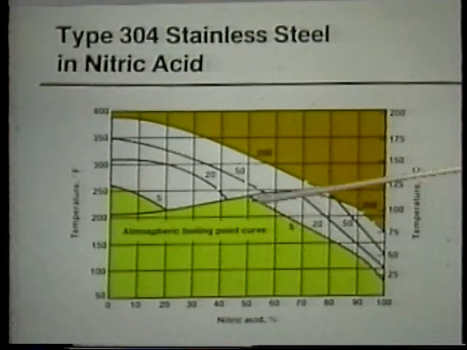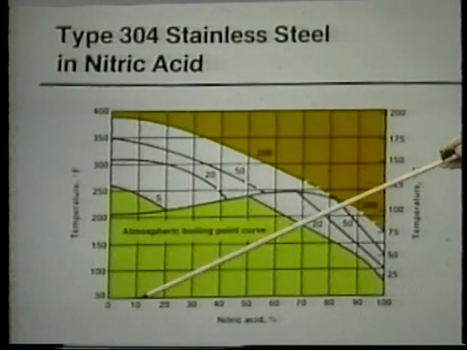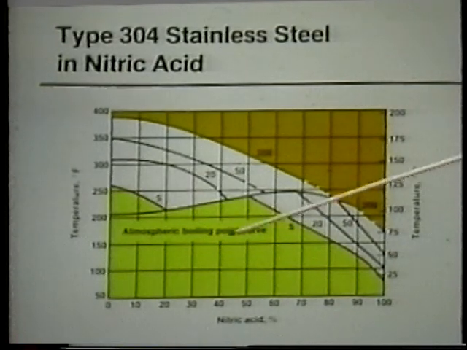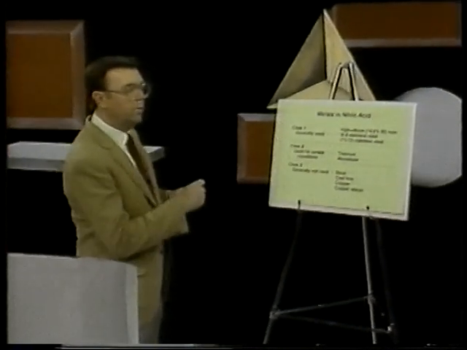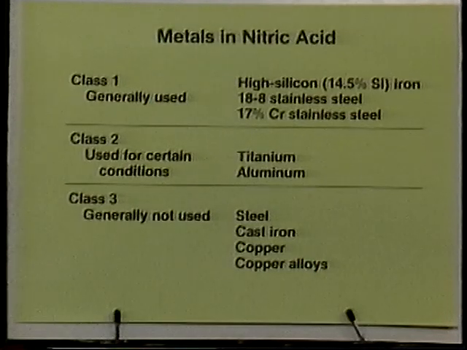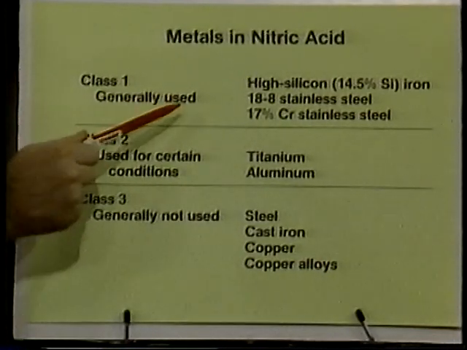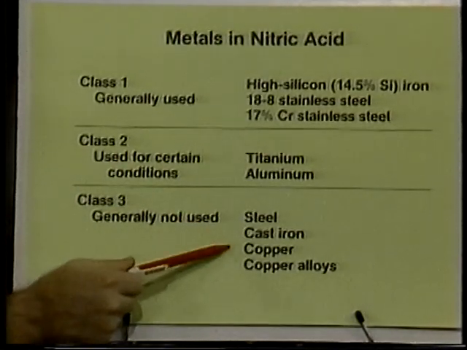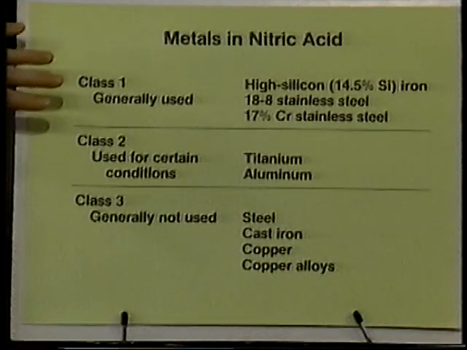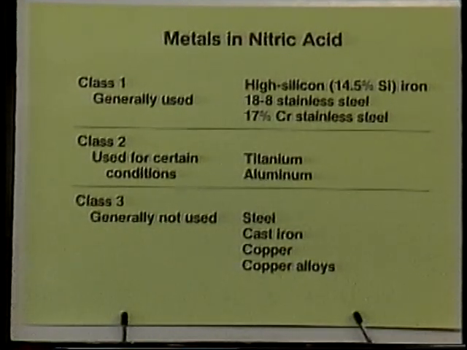If we look at the isocorrosion curve for stainless steel, temperature as a function of concentration, we see that stainless steel is good over a wide range of nitric acid concentrations. So we use the austenitic stainless steels quite often in nitric acid service. We can also generate this plot of class 1, 2, and 3 materials in nitric acid. Class 1 materials are the high silicon alloys. Class 2 materials, titanium and aluminum. Class 3, steel, cast iron, and copper. We would go with the high alloy materials for nitric acid service.